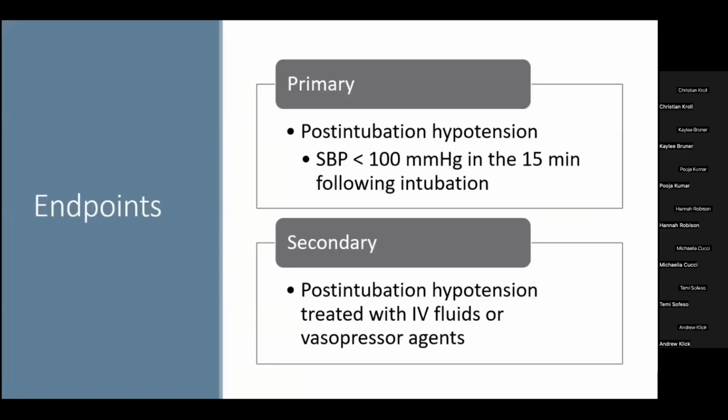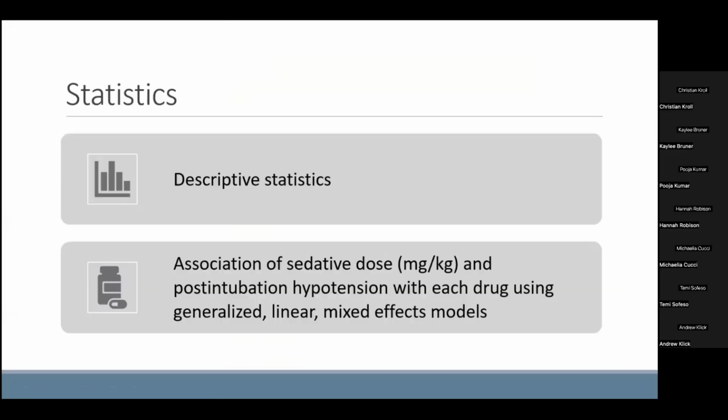The endpoints are as follows. Primarily, they looked at post-intubation hypotension. So any systolic blood pressure less than 100 millimeters mercury in the first 15 minutes following intubation. Secondarily, they looked at if this hypotension required IV fluids or vasopressor agents. They did do some descriptive statistics. So a lot of this was incidence-based. Did hypotension happen? Did it not? Did they require fluids? Did it not? And then they did do some generalized linear mixed effects models that looked at a few sub-analyses where they actually associated the dose itself with increased or decreased risk of hypotension.